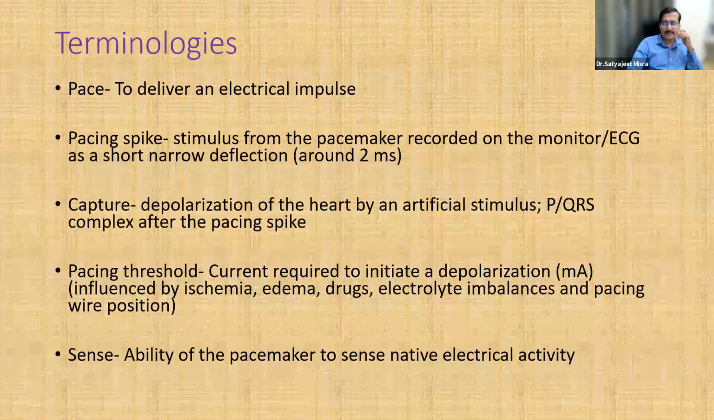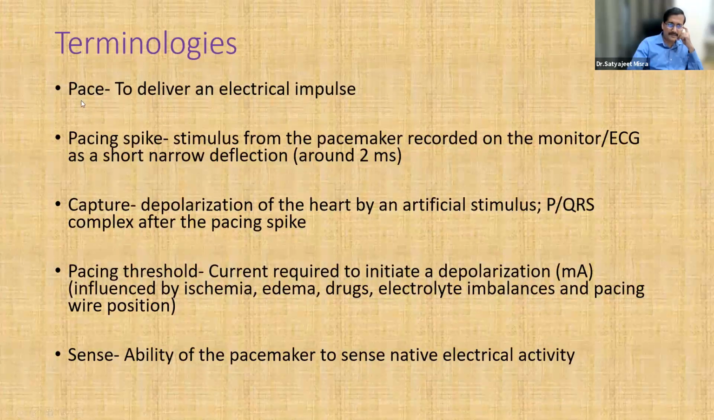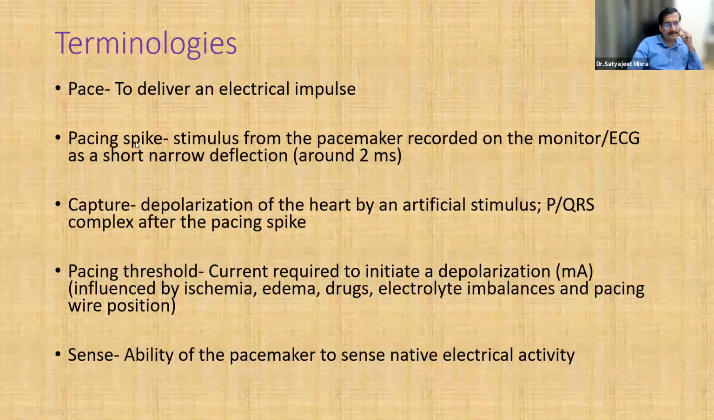We need to know a few terminologies before we go into looking at the settings of how to set up a pacer. To pace is nothing but to deliver an electrical impulse to the heart. And how it is done is by giving out a small pacing spike, which is basically the stimulus from the pacemaker, and that's captured as a short vertical blip, either on the monitor or on the ECG. And the duration is very short, around 2 milliseconds.